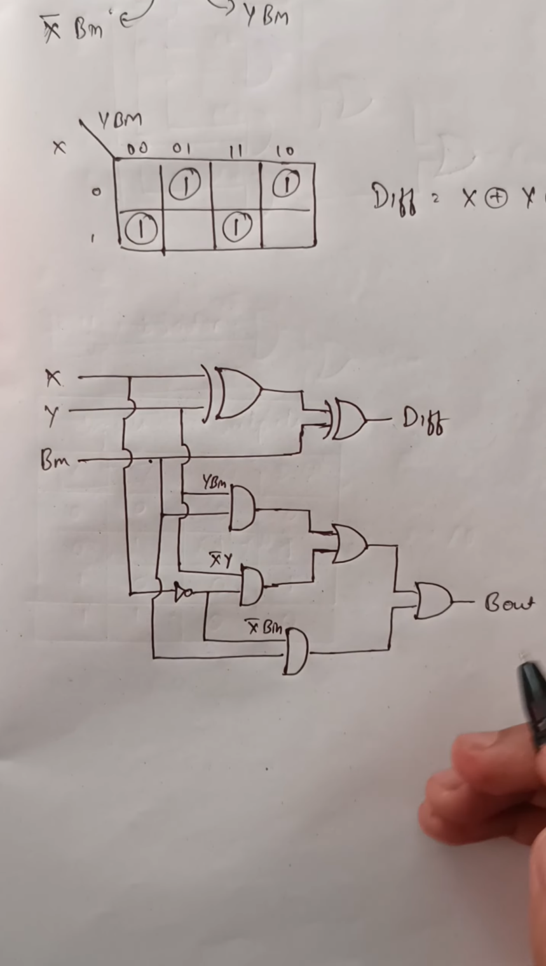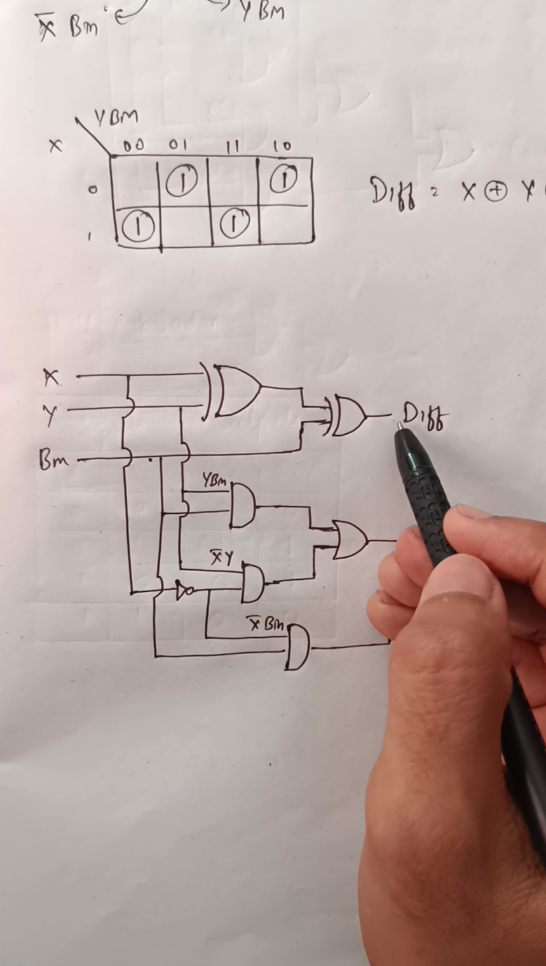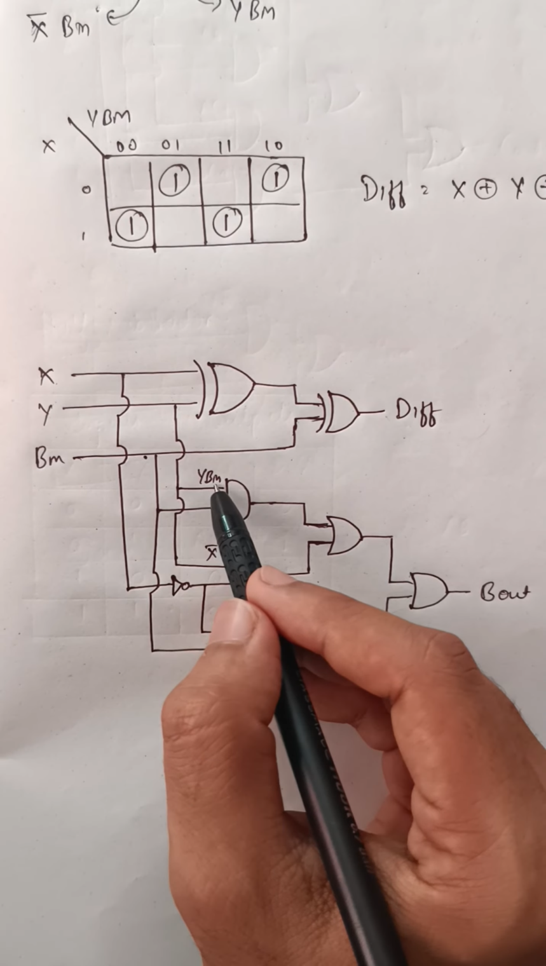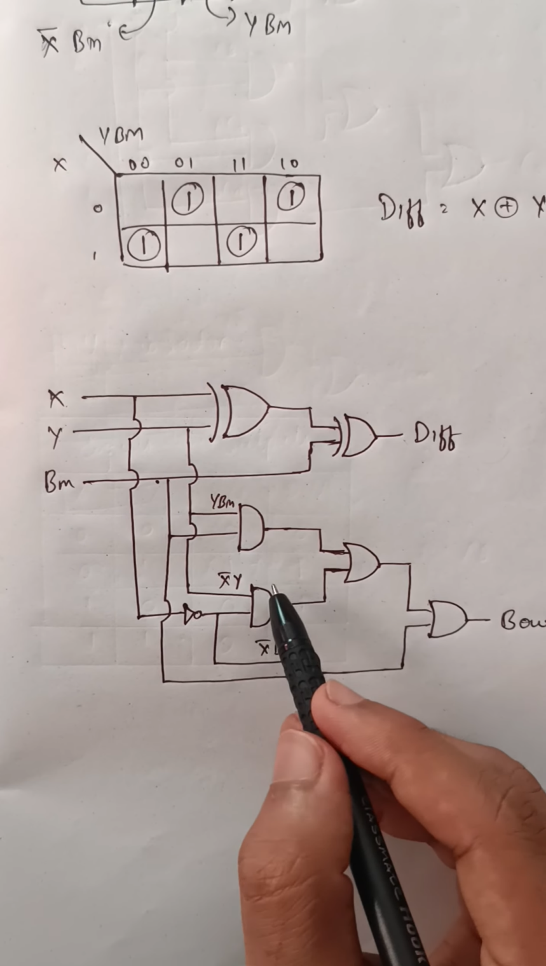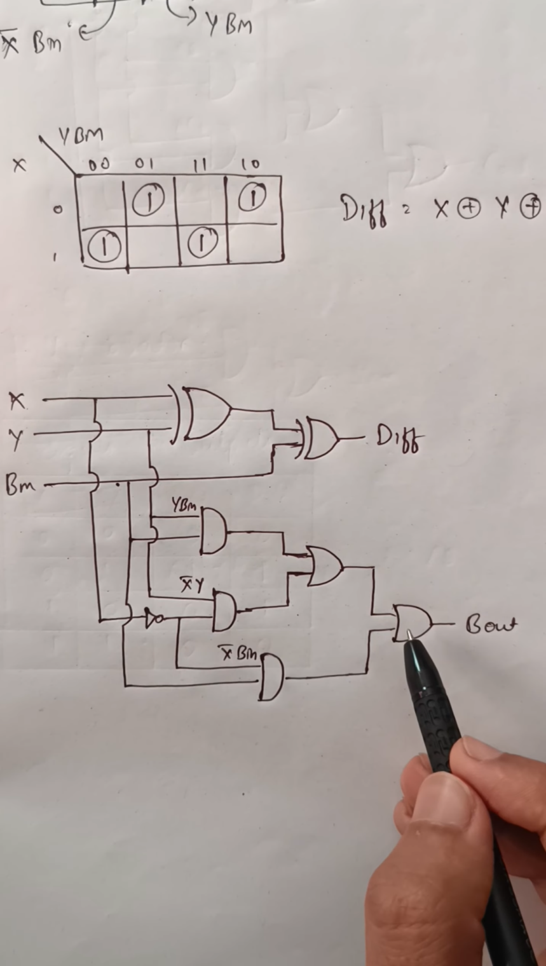The circuit diagram for the full subtractor will look like this. Here x, y and b in go into an XOR, which will give the difference. For borrow out we will have a y b in AND gate, an x bar y AND gate, and an x bar b in AND gate. These are combined together with the OR gate, like here, to get the borrow out.